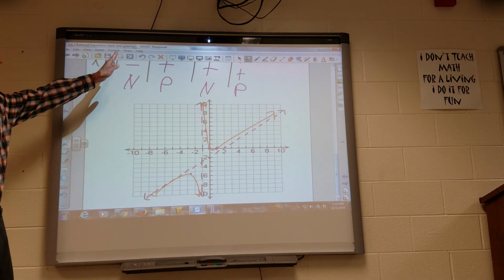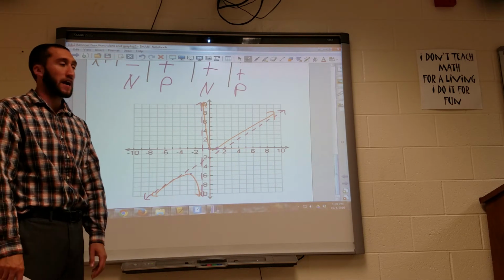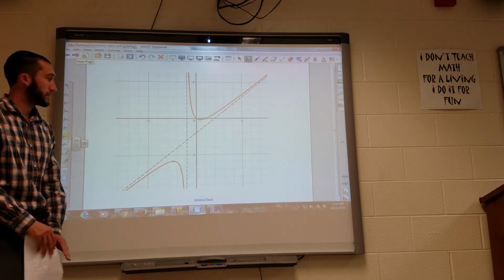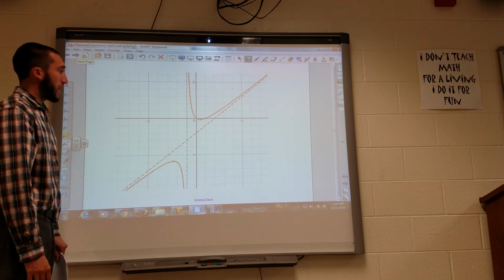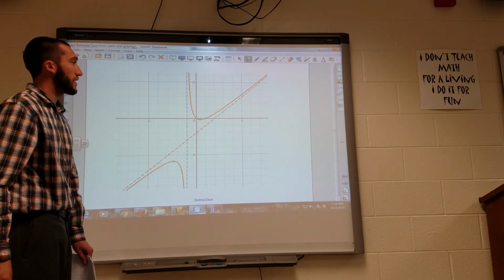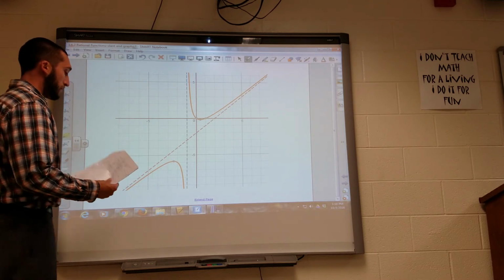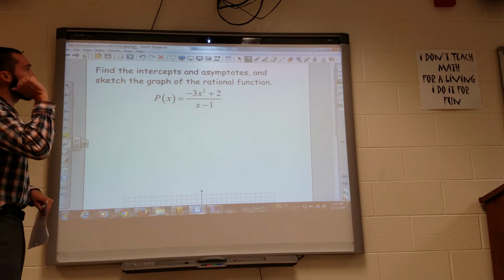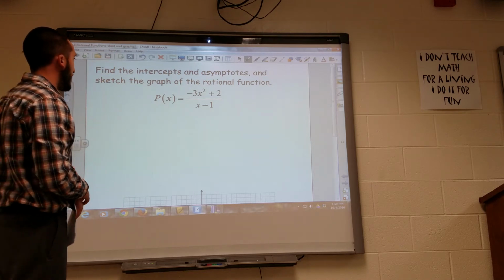Okay, so our sign graph gave us a pretty good idea of what our graph is going to look like. And here I have done it for you to show it a little bit better, just a little bit neater. But you can see that our graph gave us a really good sketch just by using that sign table. And finally, again, intercepts, asymptotes, sketch the graph.